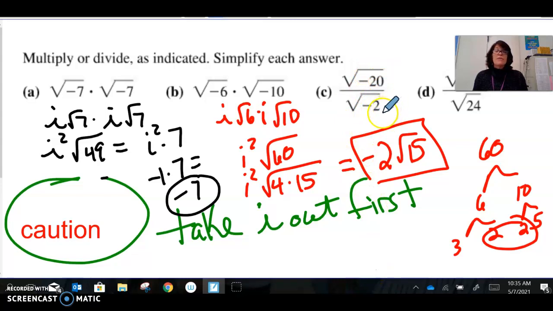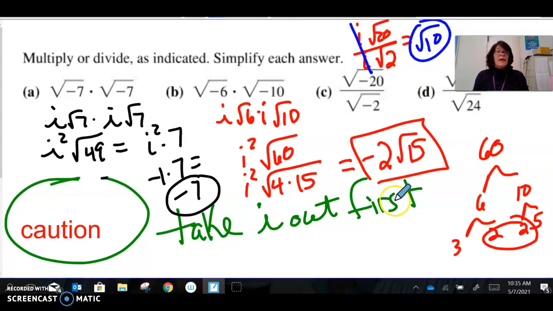Same thing here. Please don't write this as the square root of 10. You have to take i out first. In this case, okay, I understand that I do get, because the i's cancel, I end up getting the square root of 10. That's fantastic. But you still want to make sure that you're taking i out first in case you end up with an i squared. With division, the i's cancel. Okay?